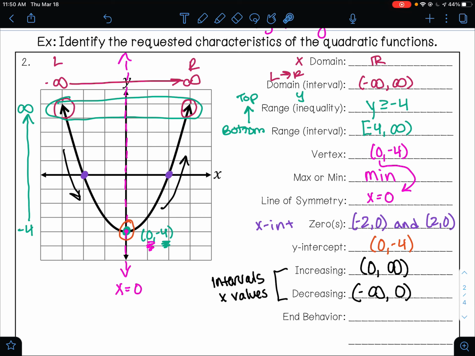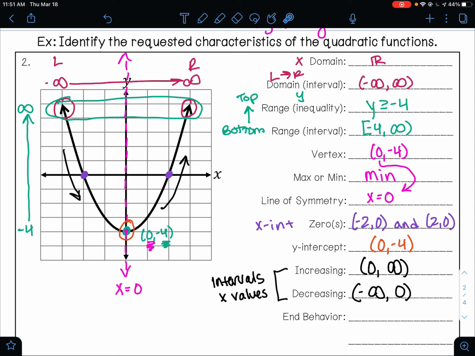The reason why the zeros are using the parentheses as opposed to a bracket is because 0 is the vertex, and the vertex is the turning point. 0 cannot be both decreasing and increasing at the same time. And so that's why we're using the parentheses here, to say at some point when we hit 0, we switch from decreasing to increasing.